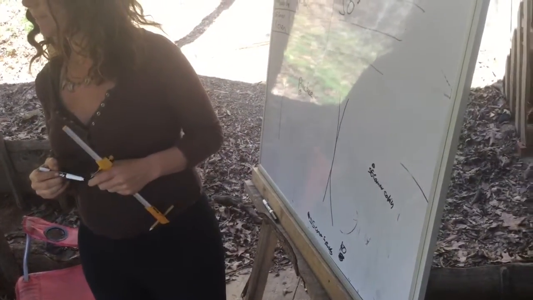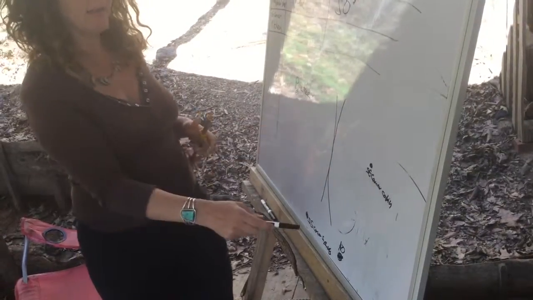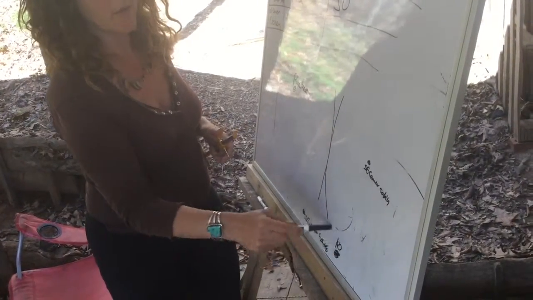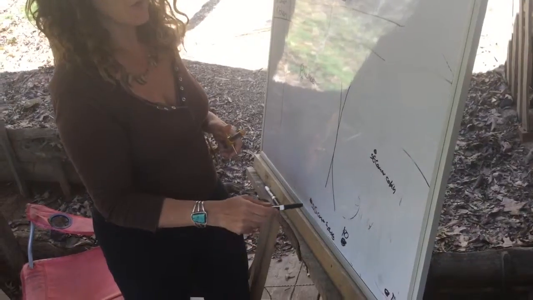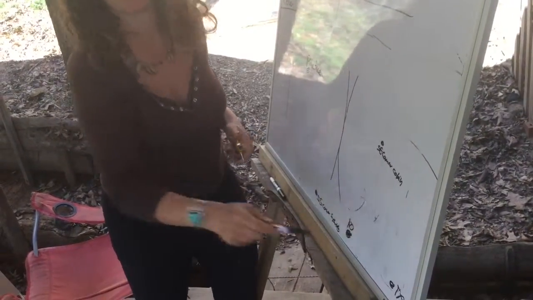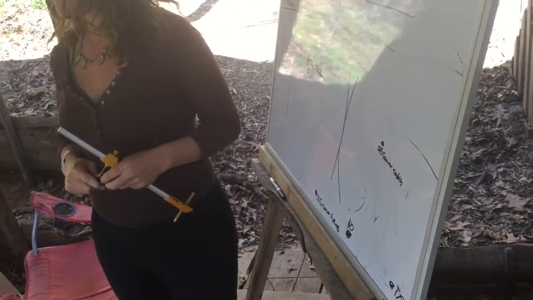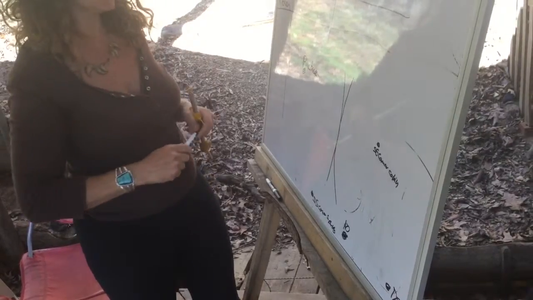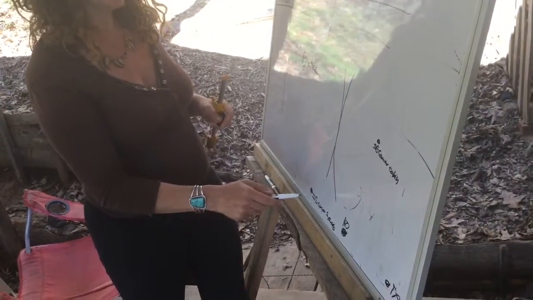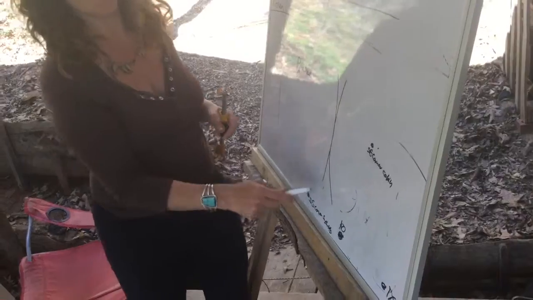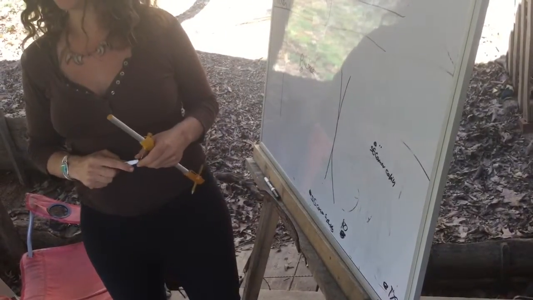Does that make sense? So when you're locating something, you don't want it to be in a line with your reference points. Does that make sense to everybody? So you would choose this point probably and this point to be your reference points.